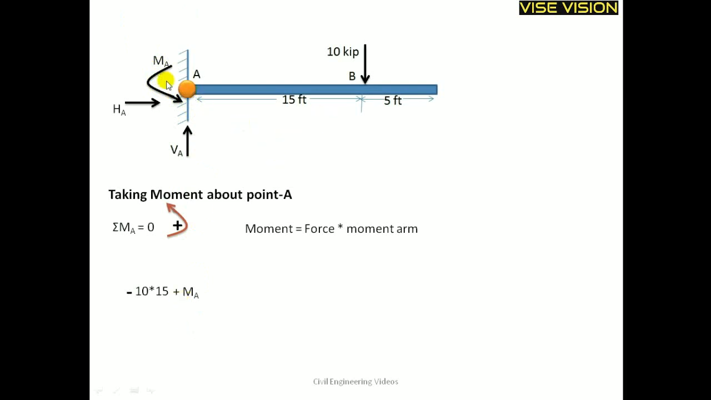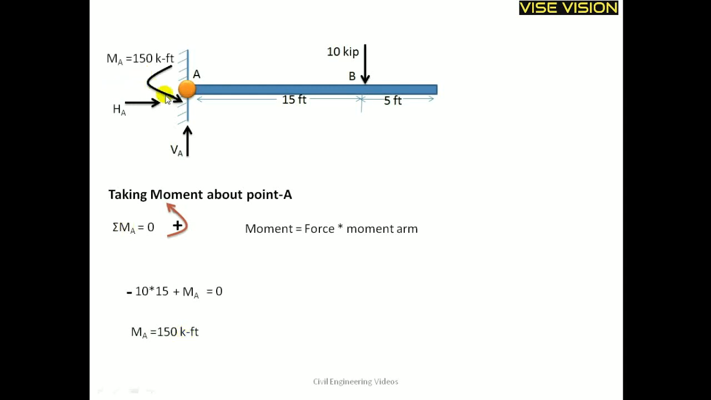You can see only these two moments are acting. This force creates a moment and this MA is the moment about point A. This VA and HA are passing through A, so for these two forces the moment arm is 0, and that is why they do not create any moment about point A. Only MA and the 10 kip create moment about point A. MA is actually a moment, so we don't need to multiply it with any moment arm. The sum of these two moments is equal to 0, and here we will get MA is equal to 150 kip feet.